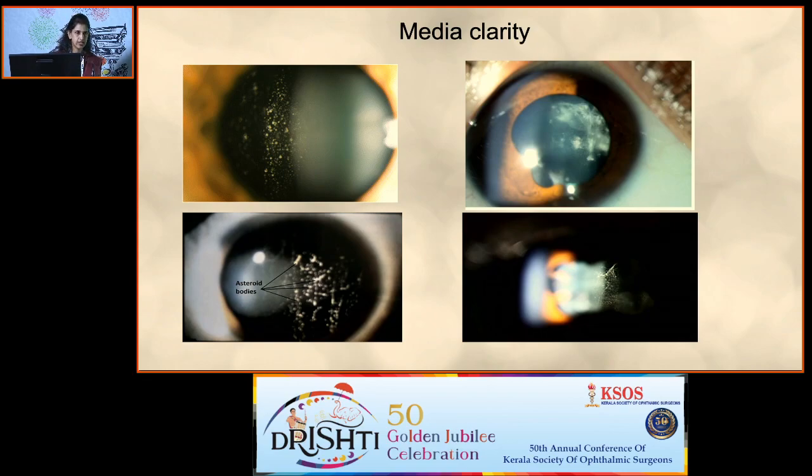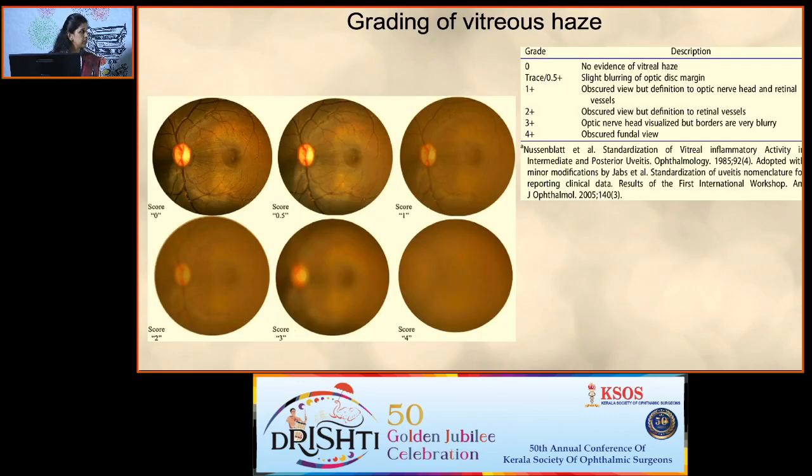So use your slit lamp and use your indirect ophthalmoscope. The media clarity, if there is any haze, localize where it is, at the cornea, at the lens, at the anterior chamber, or the vitreous. So if it is in the vitreous, you can grade it with your indirect ophthalmoscope according to 0 to 4+.